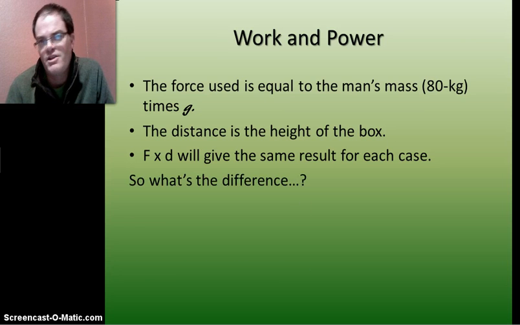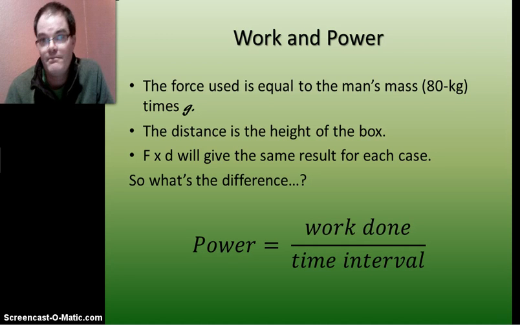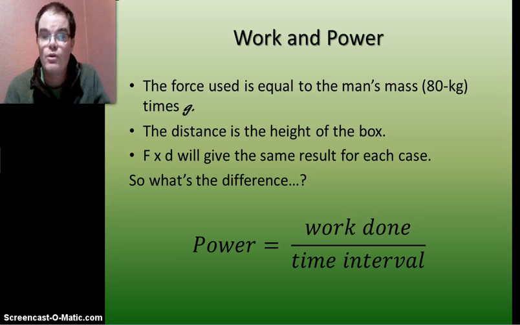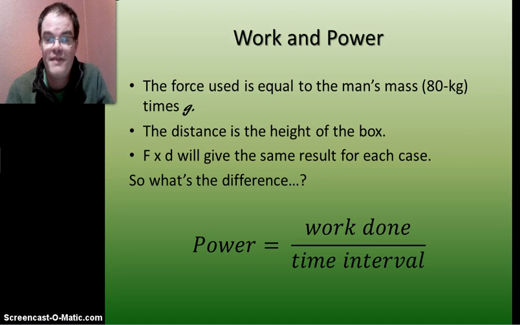You may be asking, though, there's got to be something that's different that we can measure about these two situations. And you're very wise to think that. In fact, there is something. And it's called power. Work and power are two different things. A lot of people use the word power incorrectly all the time. So work done divided by time interval is equal to power. And that's what's different about these two things. Because the time was shorter in the jump, it would require more power.